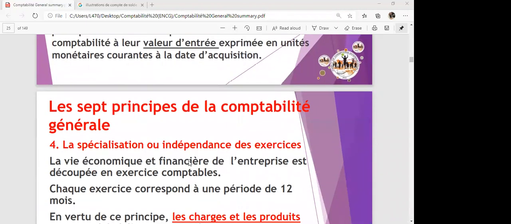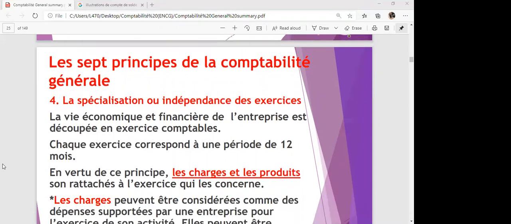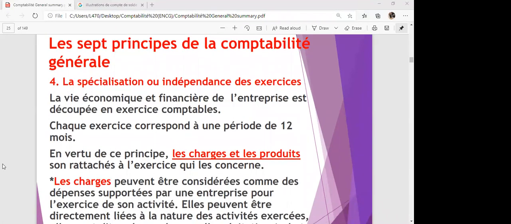The fourth one is le principe d'indépendance des exercices. It reads, la vie économique et financière de l'entreprise est découpée en exercices comptables. Chaque exercice correspond à une période de 12 mois. So this one simply states, if I were to simplify it to the least, that if you have a transaction this year, you're supposed to record it there and then, and it stays in this year's accounting period. You're not supposed to leave it for a later date. It's always supposed to remain in the year you acquired the good. That's it for the fourth one.